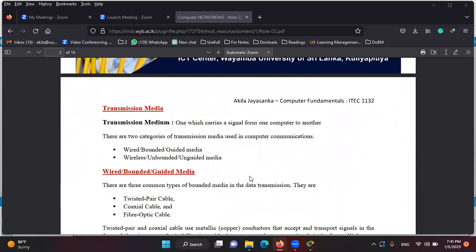Right, children. So today we can discuss transmission media. So we discussed last day, yesterday, that to create a network, we need a few things, right? There are a few requirements. So one is we need two or more computers, right?